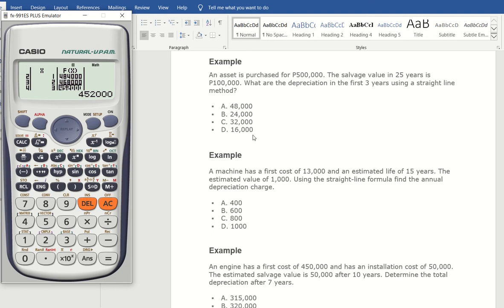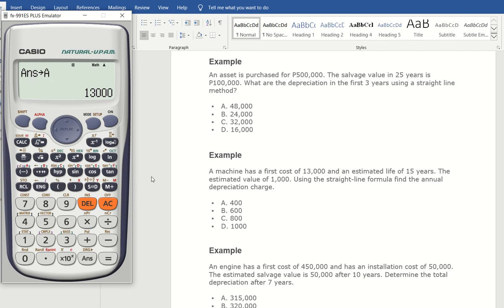So a machine has a first cost of 13,000 and an estimated life of 15 years. The estimated salvage value is 1,000. Using the straight line formula, find the annual depreciation charge. Okay, so still the same. Let me just go back to mode 1, make sure that it's in mode 1. Then again, we need to store the cost in A. So it's 13,000. Just save it in store A.